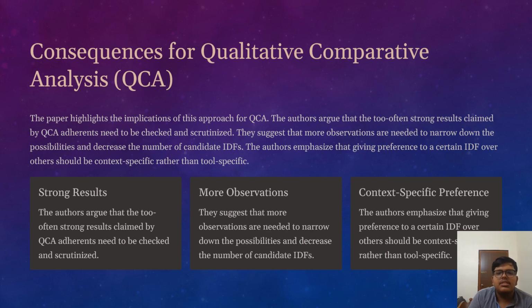The author emphasizes that giving preference to certain IDFs over others should be context specific rather than tool specific. Strong results. The author argues that the often strong results claimed by QCA adherents need to be checked and synchronized. More observations. They suggest that more observations are needed to narrow down the possibilities and decrease the number of candidate IDFs. Context specific preference. The author emphasizes that giving preference to certain IDFs over others should be context specific rather than tool specific.